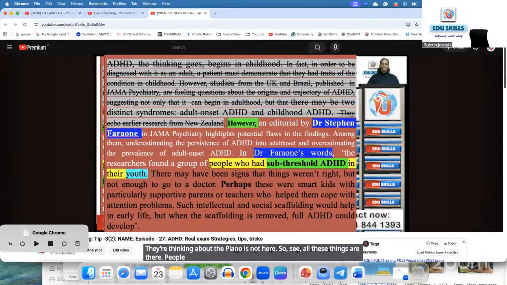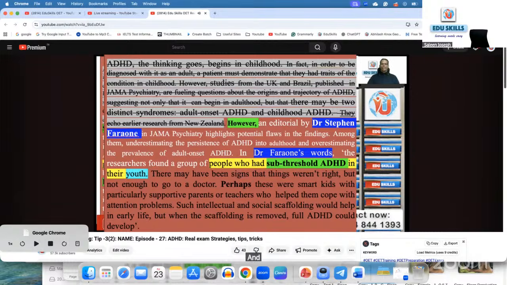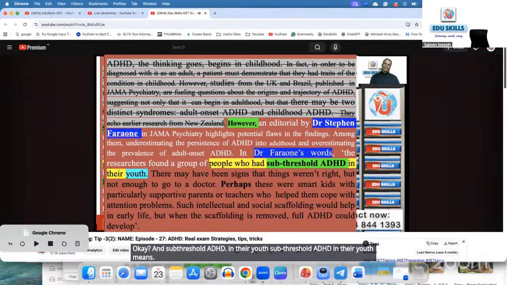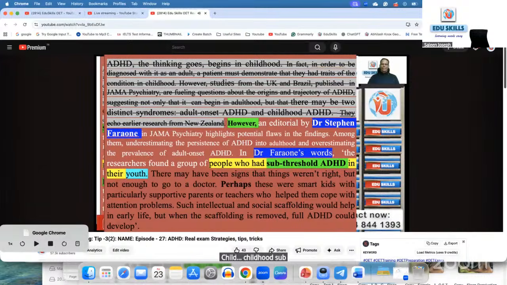People who had sub-threshold ADHD in their youth. And perhaps you see the hedging word is being used. Sub-threshold ADHD in their youth means childhood. Sub-threshold is childhood. So that's the synonymous language being used.